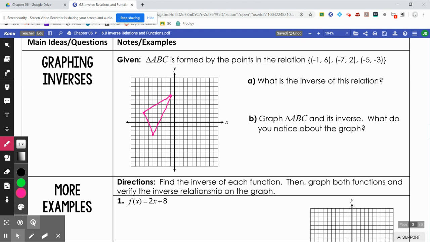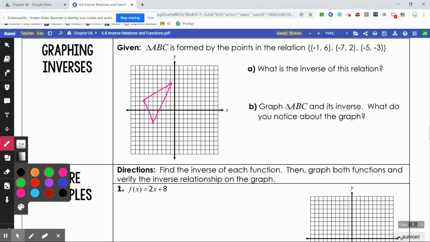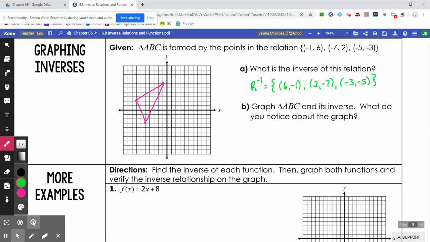So there's the graph of my triangle. It says, what is the inverse of this relation? And again, to find the inverse of a relation, you simply take your x and y's and you flip-flop them. So there would be the inverse of your relation. And then it says graph ABC, which you've already done, and its inverse. What do you notice about the graphs? So let's go ahead and graph the inverse. And there you see a picture of your inverse relation.